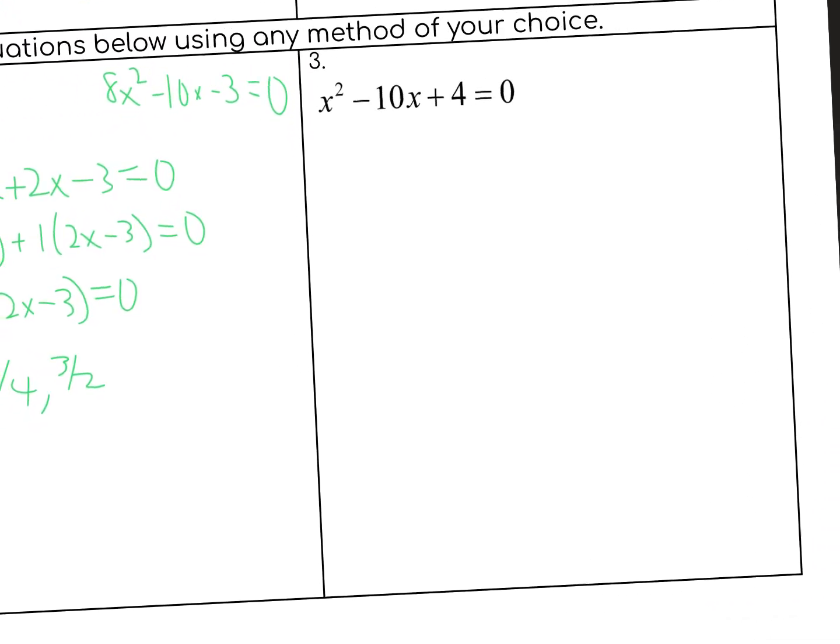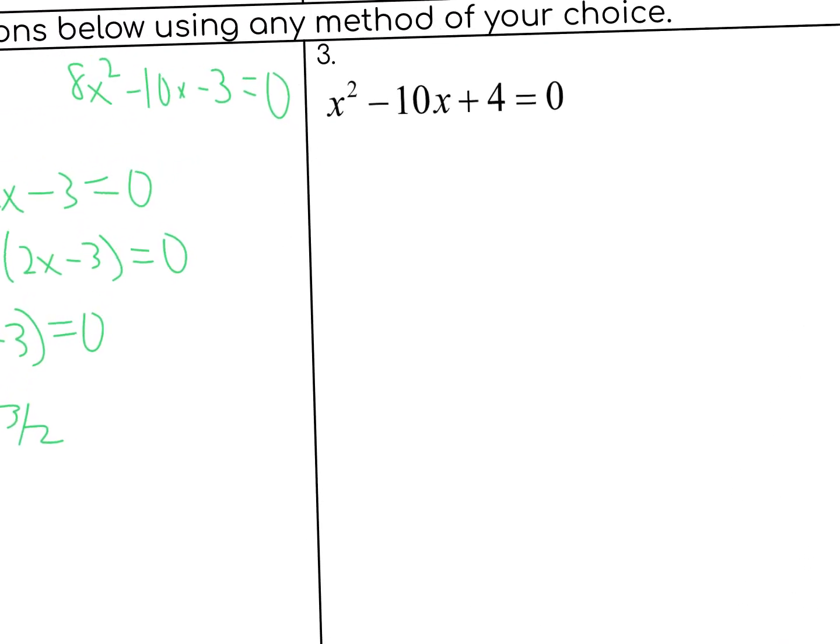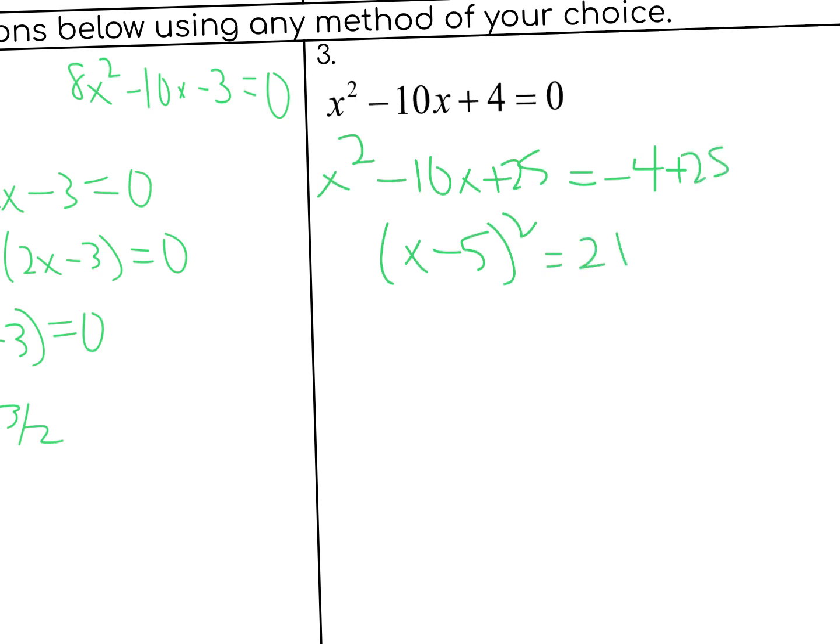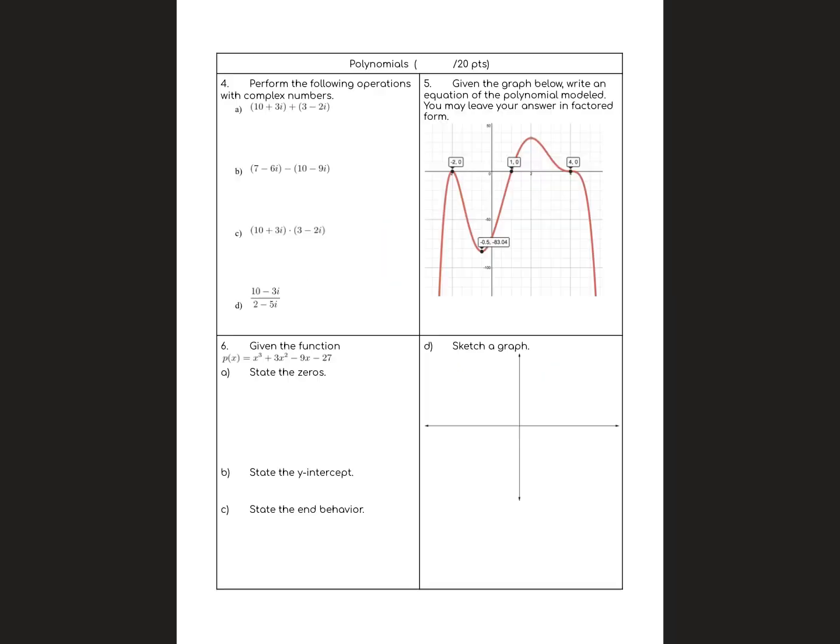And then this next one is multiply to 4, add to negative 10. I can't do that. So I'm going to move that 4 over yonder. I'm going to put x minus 5 in parentheses, which means I'm going to put a 25 here and a 25 here, which makes that 21. Take the square root of both sides. Don't forget plus or minus. And then add the 5. And I did it. That was quick, so hopefully that was okay.